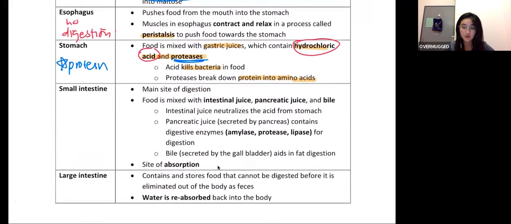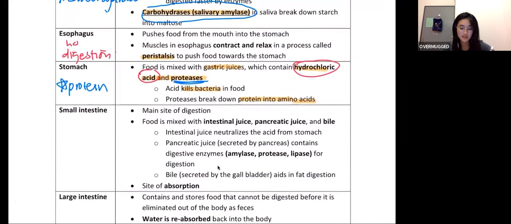Now we are on to our fourth organ, that is our small intestine. It is the main site of digestion, which means all 3 nutrients will be digested here. Carbs, proteins, fats, everything together will be digested in the small intestine. So there's a misconception. People think the stomach is where digestion happens. Not really. The main site of digestion is the small intestine.